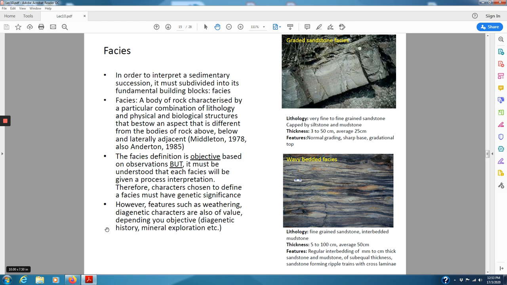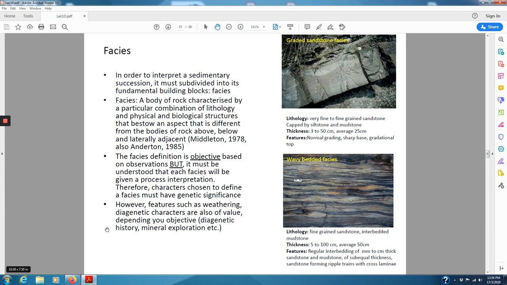It must be based on observations, and it must be understood that each facies will be given a process interpretation. So you take note of sedimentological characteristics, things like sedimentary structures, the grain size, the sorting, and so on. These might hold clues about the physical process that formed these deposits, and also the depositional environment. But it also depends on the type of study you're doing. If you are interested in weathering history, you might want to take note of the weathering character of the different facies, or the diagenetic character if you're doing a diagenetic study.